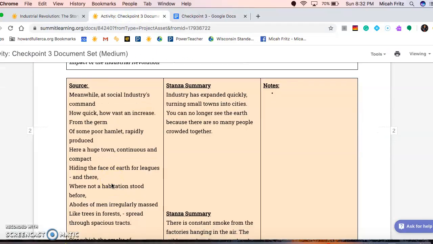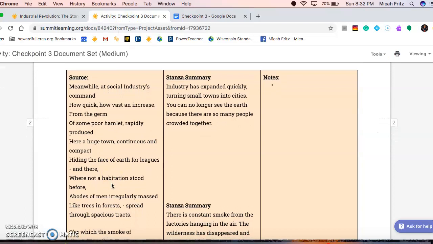So I'm going to start here, and this poem starts saying, "Meanwhile, at social industry's command, how quick, how vast an increase from that germ of some poor hamlet rapidly produced, here a huge town, continuous and compact, hiding the face of earth for leagues, and there, where not a habitation stood before, abodes of men irregularly massed like trees and forests spread through spacious tracts."